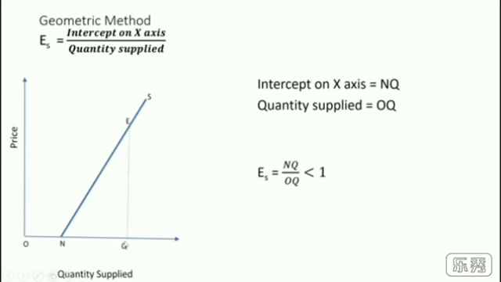So S can be any point on the supply curve, and therefore at all points on such a supply curve, elasticity of supply is less than 1. So in the geometrical method, this panel shows the elasticity of supply is less than 1.